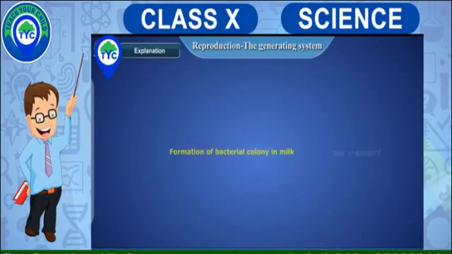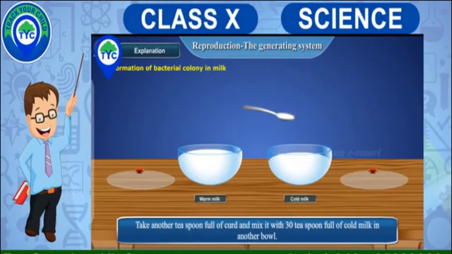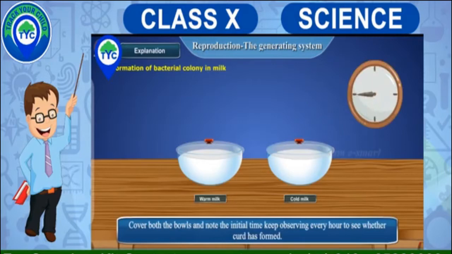Explanation: Formation of bacterial colony in milk. Take a teaspoonful of curd and mix it thoroughly with around 30 teaspoonfuls of lukewarm milk in a bowl. Take another teaspoonful of curd and mix it with 30 teaspoonfuls of cold milk in another bowl. Cover both the bowls and note the initial time.